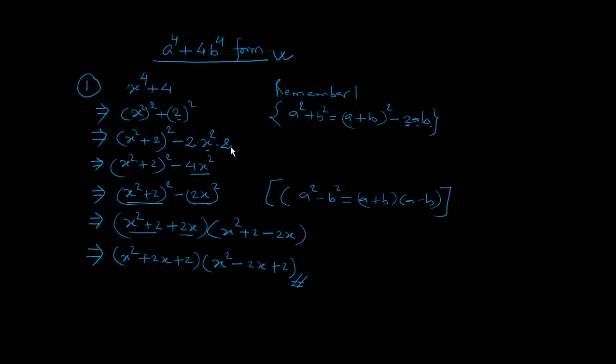a means we use the x² term and b means we use this term 2, so it becomes 2 times x² times 2. Again, (x² + 2)² minus these multiplied terms. Possibly we will get a square number, because we need to apply the a² − b² formula again to move to the factorization form. 4x² is also a square number, the square of 2x, so I have written (2x)².